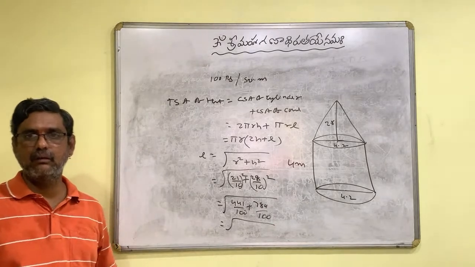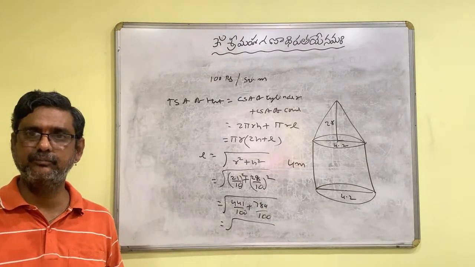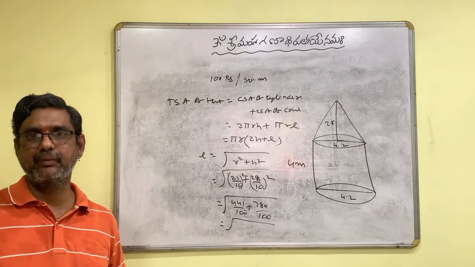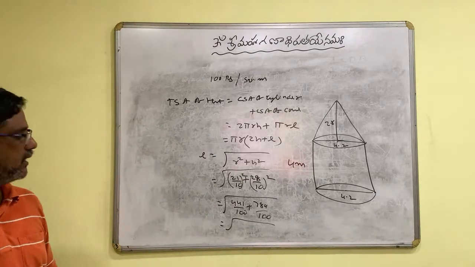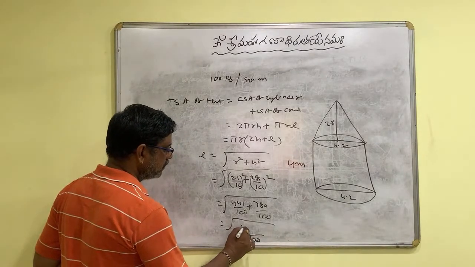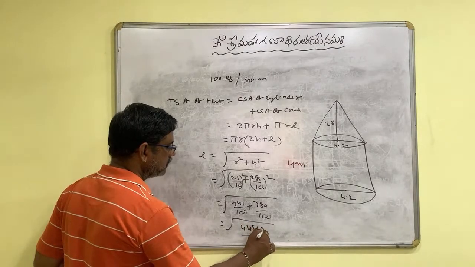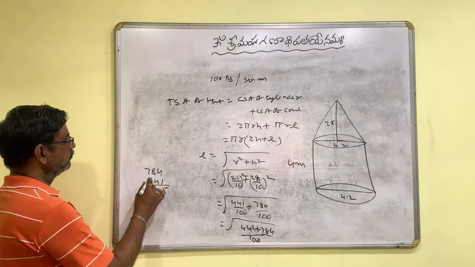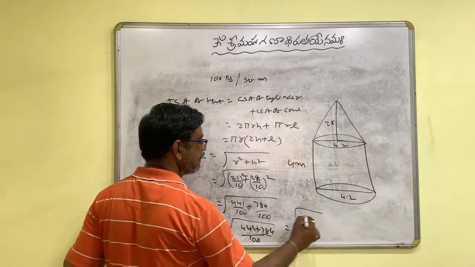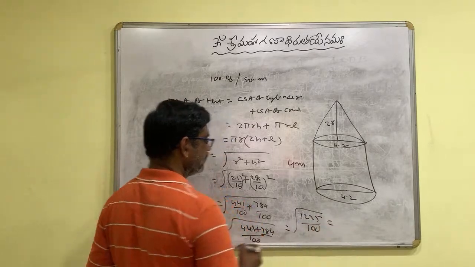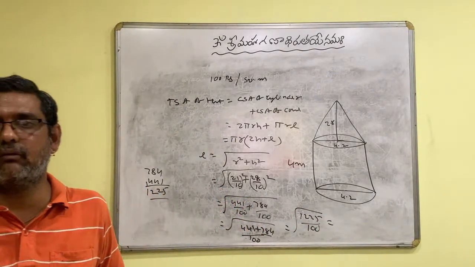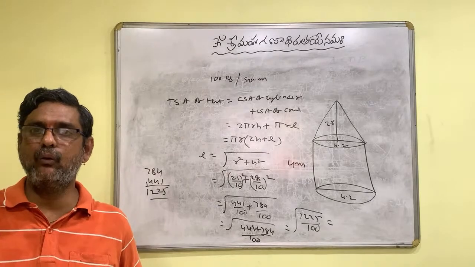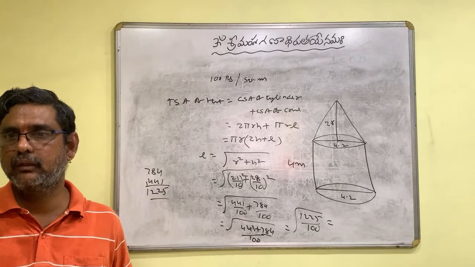Simplify this. Simplify and tell me what is the slant height, children, fast. 441 plus 784, we can take LCM 100 over here. How much? 1225 by 100. What is the square root of 1225? Square root of 1225. 35.